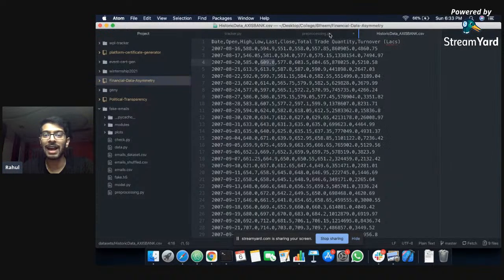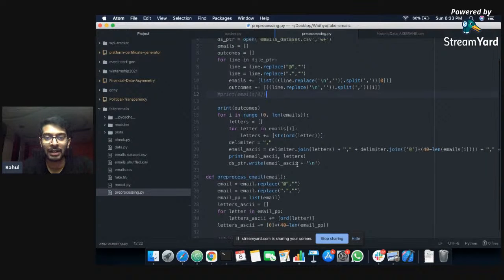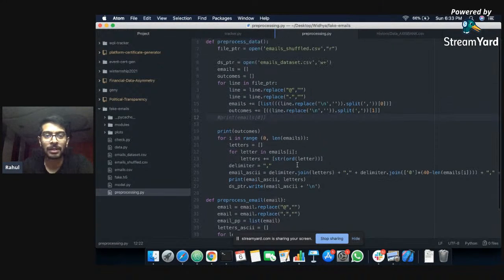We decided to go ahead with the ASCII transformations, and I'll be showing you the code of how that's being done. Ideally, first we had a data set. We first made sure that we shuffled the data set, because we didn't want all the genuine accounts to be in one place and the fake accounts to be in another place. So we jumbled the data set so that we have a mix of different accounts. We first opened that shuffled data set in read mode.